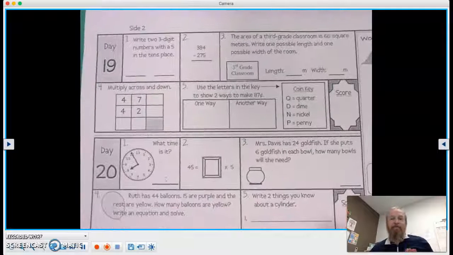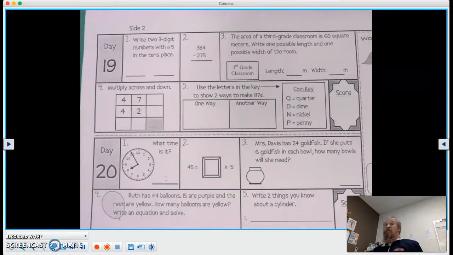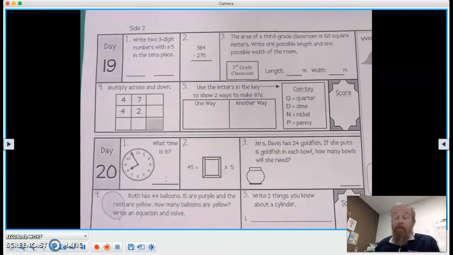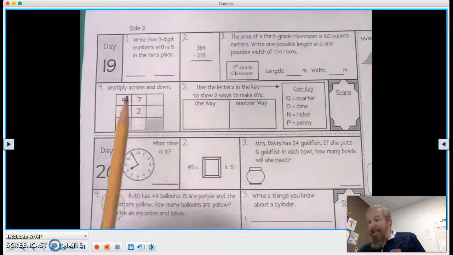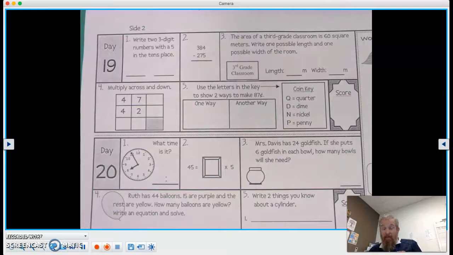Right, boys and girls, here we are. We are nearing the end here of November's daily math already. Day 19. Write two 3-digit numbers with a 5 in the tens place.